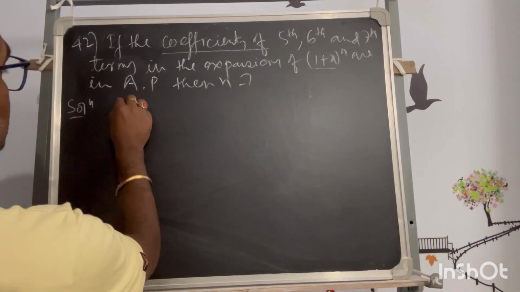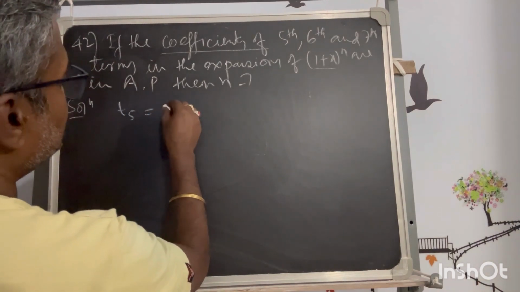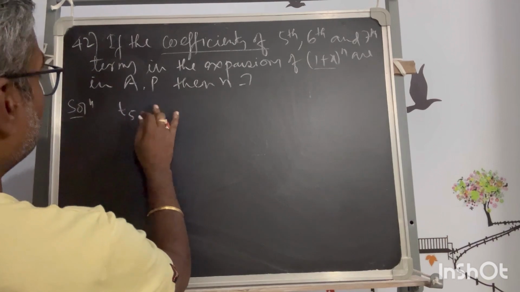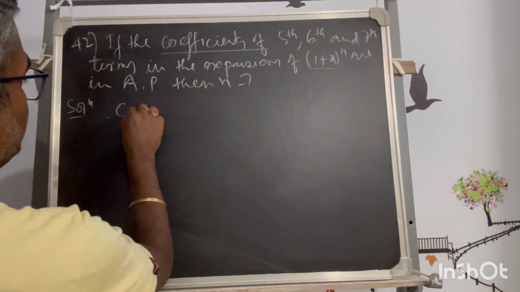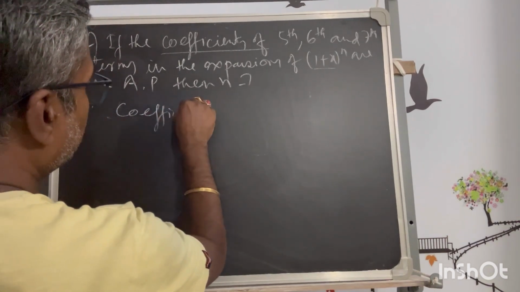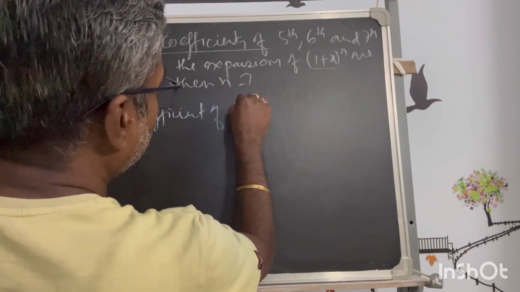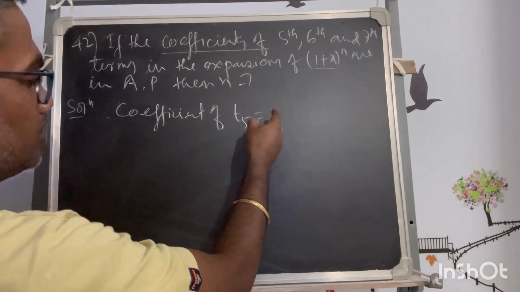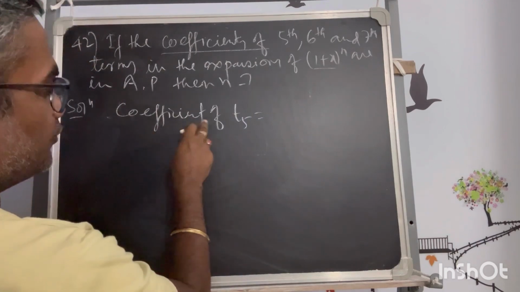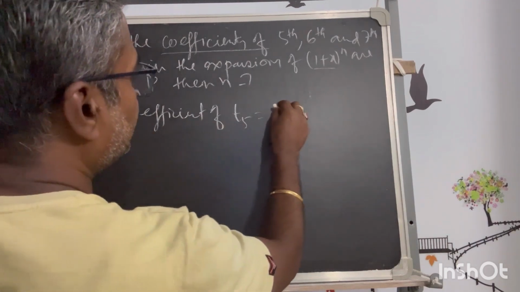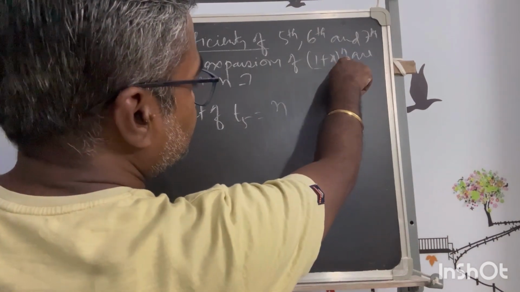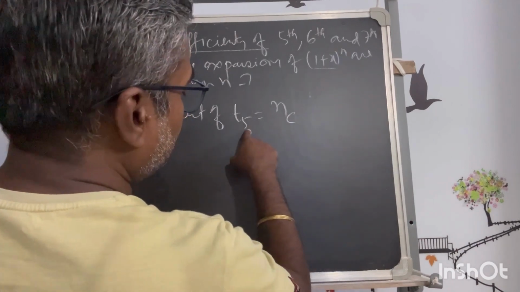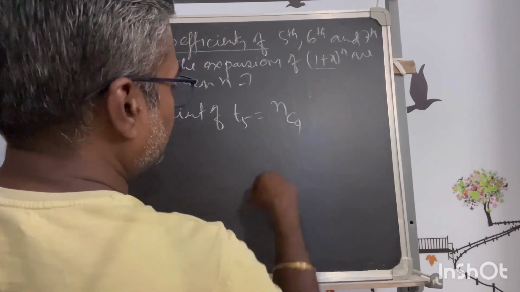So for T5, I can write the coefficient. I am not looking at the x, so I need not write it. I will only write the coefficient of T5. So T5 will be n, the highest power is n, C, one less than 5 is 4.